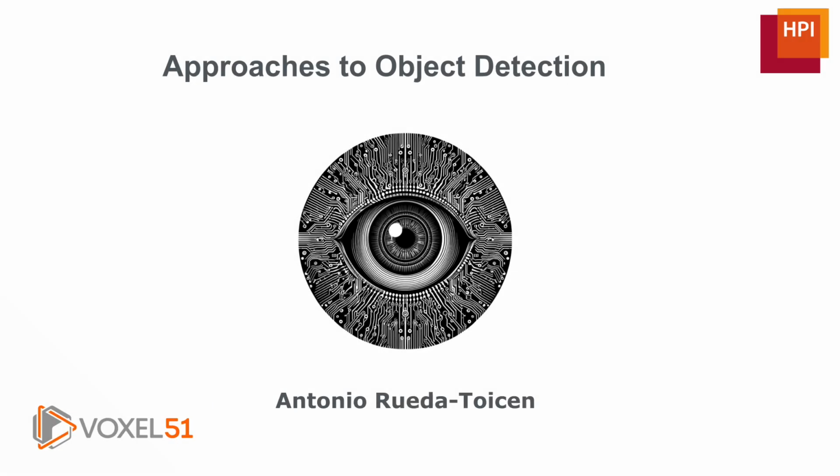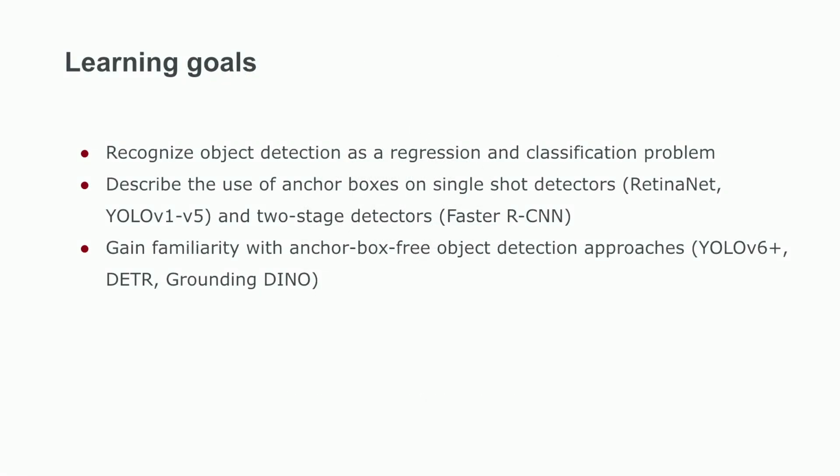Hi, in this video we're going to discuss different approaches for object detection. Object detection is a task that combines classification of the content of an image with the localization of a bounding box around it. We'll explore the evolution from anchor-based to anchor-free methods, the two families of methods that we use, and we're also going to see a taxonomy in the anchor-based models. We're going to see how we can have single-shot detectors like RetinaNet, YOLO, and two-stage detectors like Faster R-CNN.